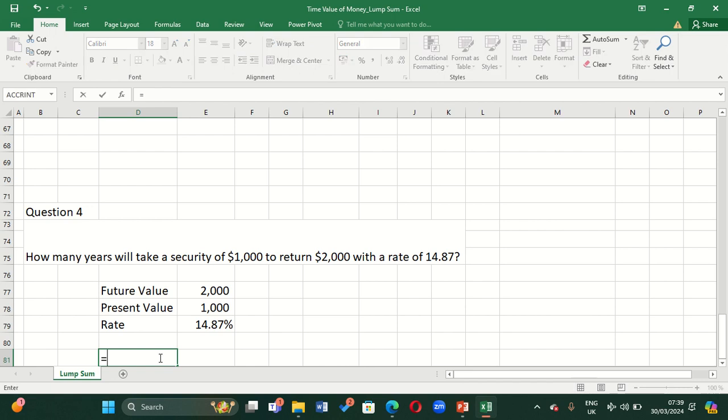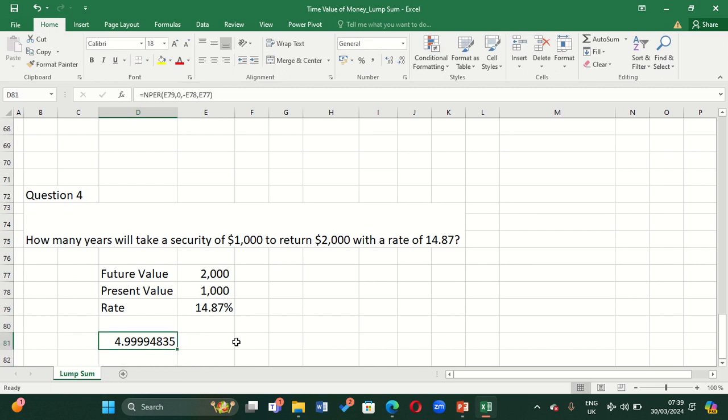How many years? It's very easy. Just NPER. This is the period. So the period is the rate. Then what is the payment? There's no payment. Then what is the present value? Present value, don't forget, minus. Then what is the future value? Future value is 2,000. So I press enter. You can see 4.9, which is equivalent to 5. So the number of years is 5 years. It will take 5 years for 1,000 to become 2,000 at a rate of 14.87.